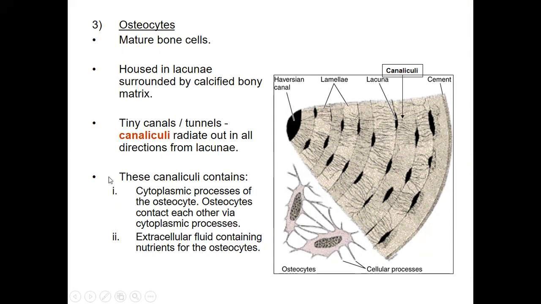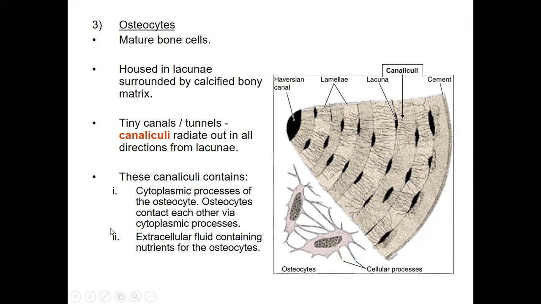So what are the contents of this canaliculi? It contains the cytoplasmic process. If you see here, this is the cellular process, the cytoplasmic process of the osteocyte. That is the content of the canaliculi. So the osteocytes contact each other via the cytoplasmic processes.